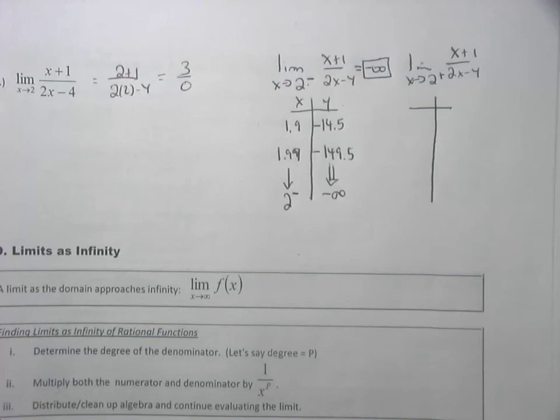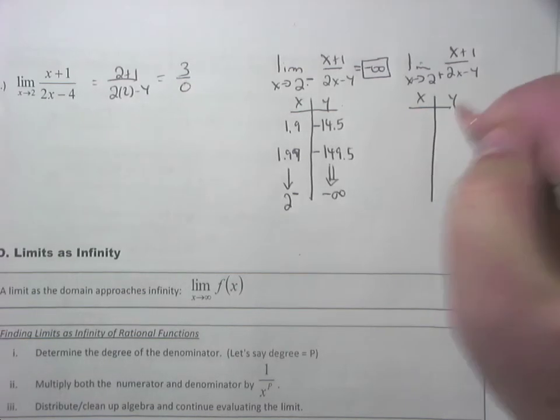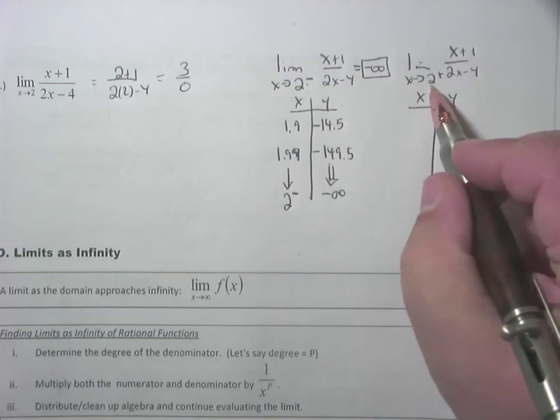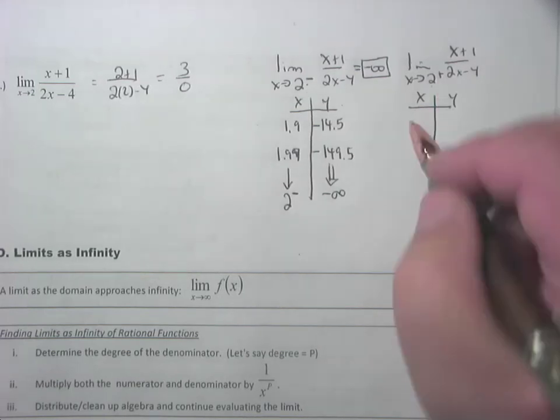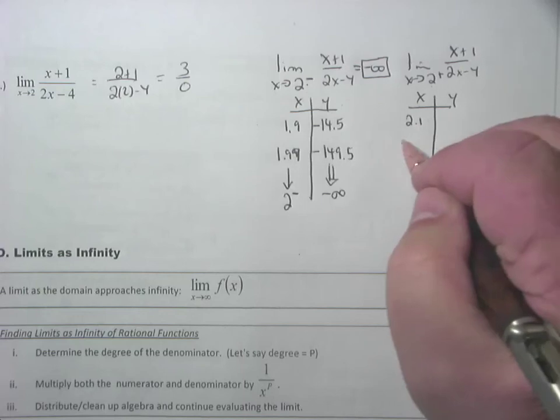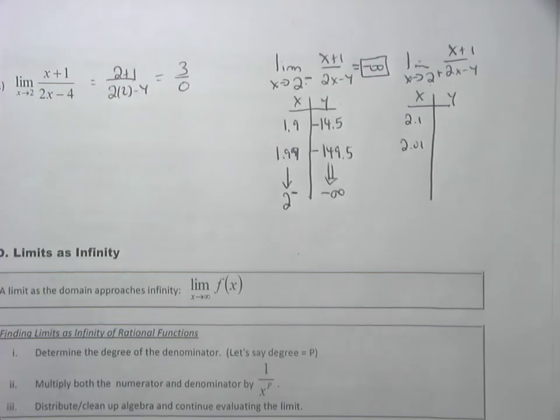Now, take the limit as x approaches 2 from the plus side of x plus 1 over 2x minus 4. We already know when we plug it in, I got 3 over 0, so the answer is going to be positive infinity or negative infinity. So we're going to do, once again, that incremental approach. Now I've got to plug in numbers very close to 2, slightly bigger than 2. So we're talking about 2.1 and 2.01 to see what's going on here.